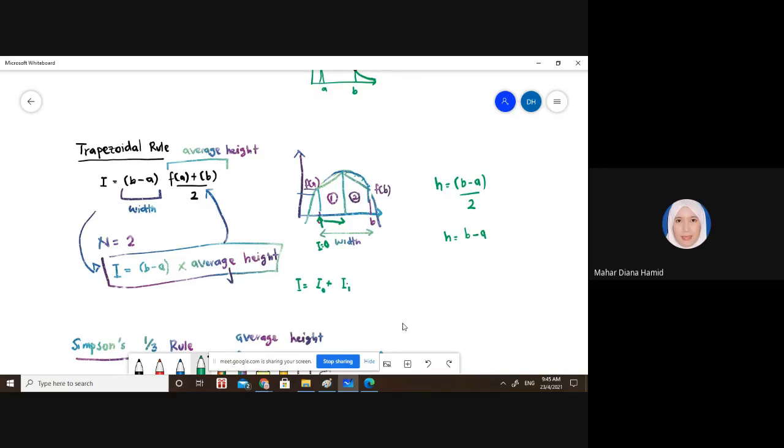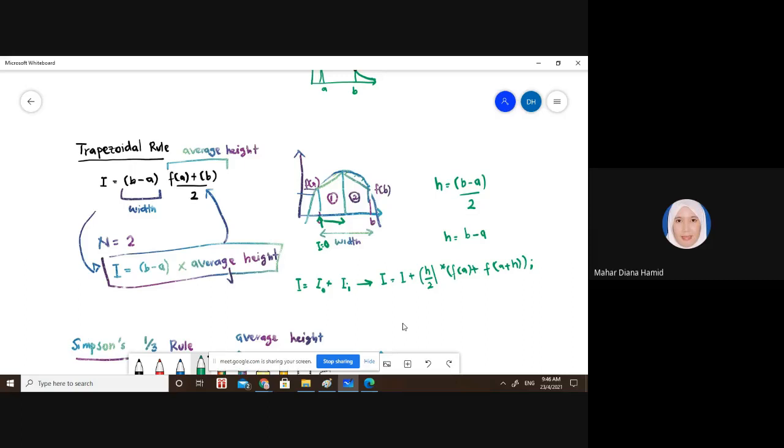So if we wanted to change it into MATLAB code, it would be I plus h divided by 2 times fa plus f of a plus h. So this is for this first segment only.